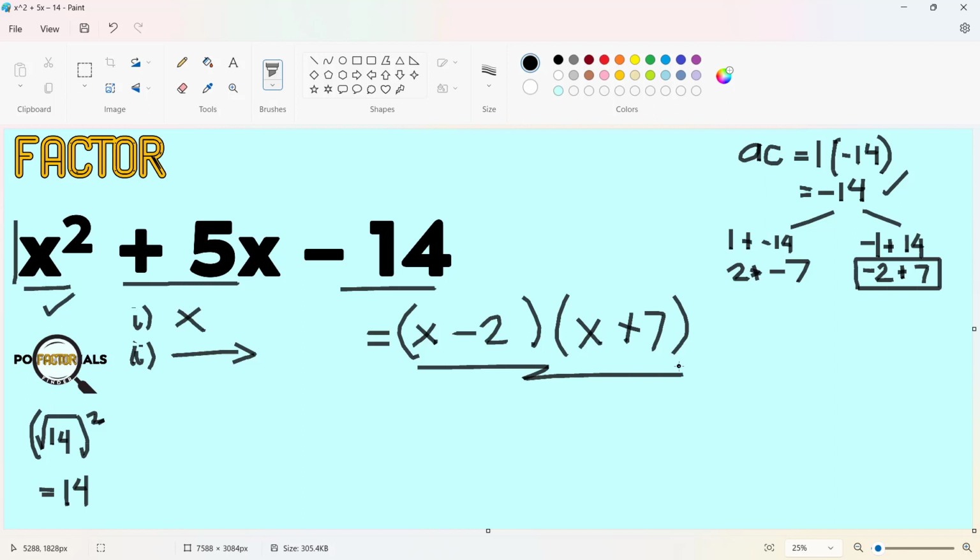If you're not convinced with this, you can always try to use the FOIL method and verify whether these two factors will result to the original. But these are actually the correct factors for this.